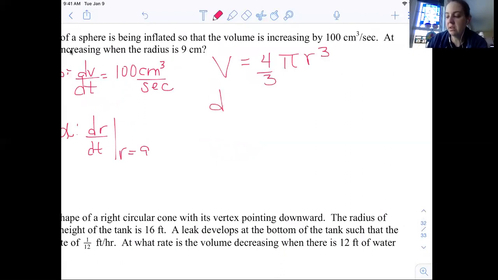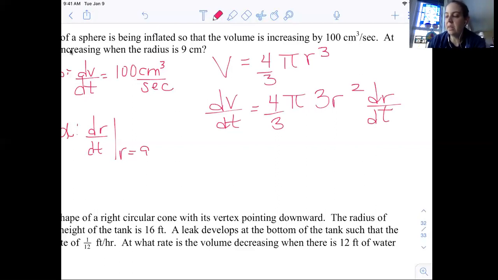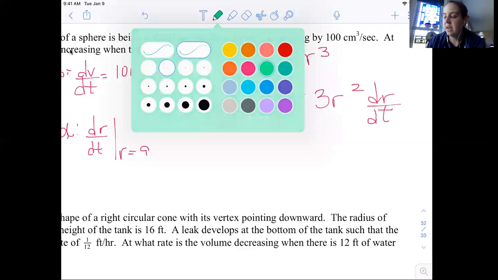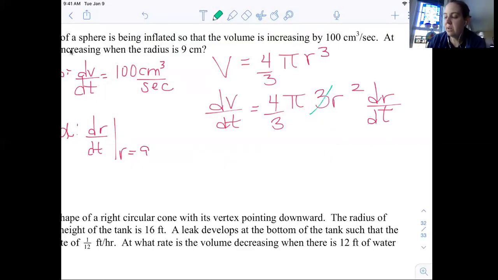So dV/dt is equal to 4/3 pi 3r squared dr/dt. That's kind of like that implicit differentiation at the beginning of this unit. That's why they're grouped together. Look at those 3's. I see a 3 in the numerator and a 3 in the denominator. Those cancel out. And then we substitute the values that we know.